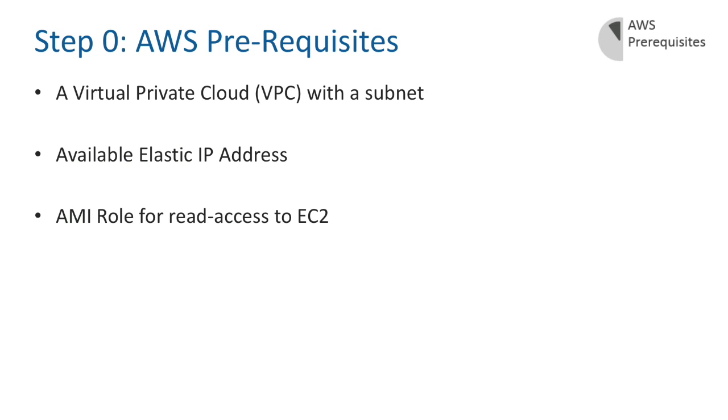So before we start, we need to make sure that we have a virtual private cloud available with a subnet. You probably have that. Otherwise, please go ahead and do that. We will need an available Elastic IP address. You can easily get one of these, which is needed for the access of the instance. And finally, we'll need an IAM role with the permission for read access to EC2. This will be needed so that we can resolve names to IP addresses.